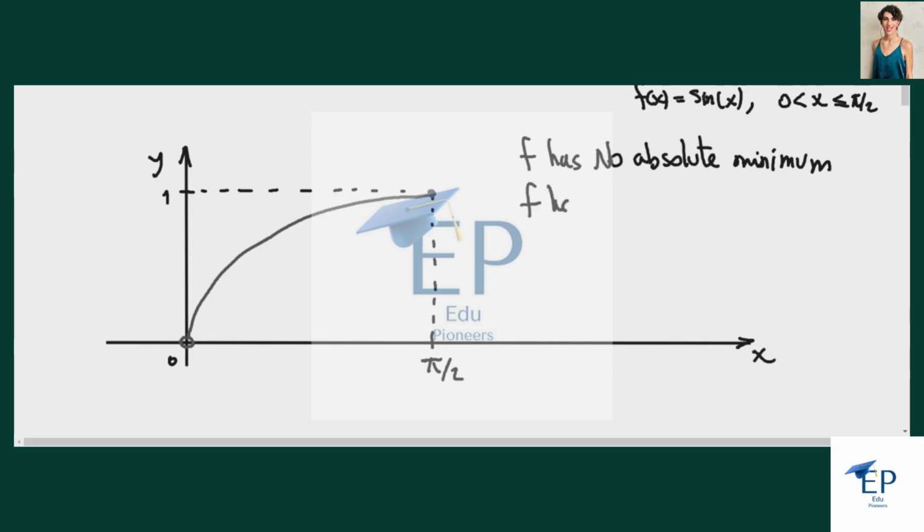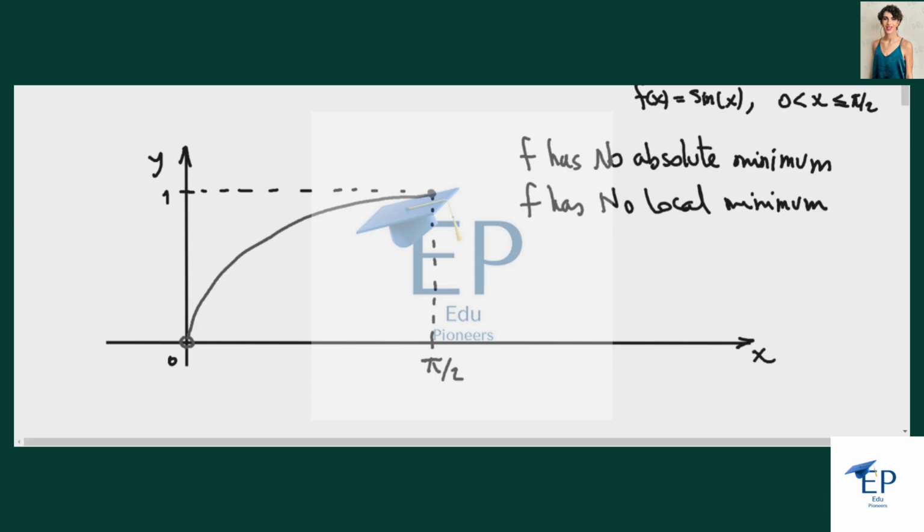F has no local minimum. For the same reason, there is not a point where we can say that it's a lowest point.